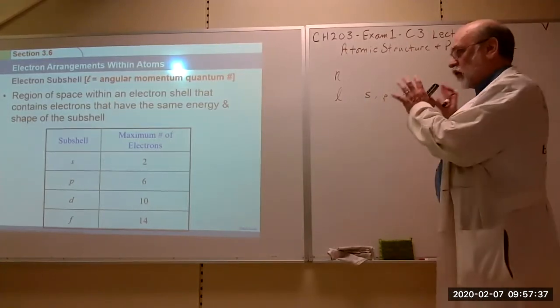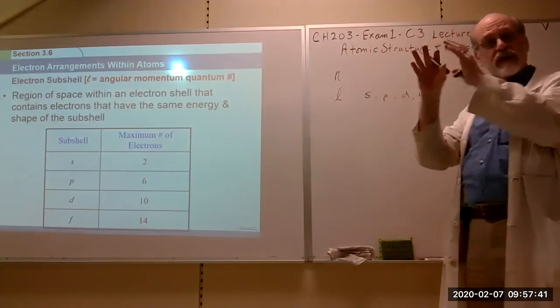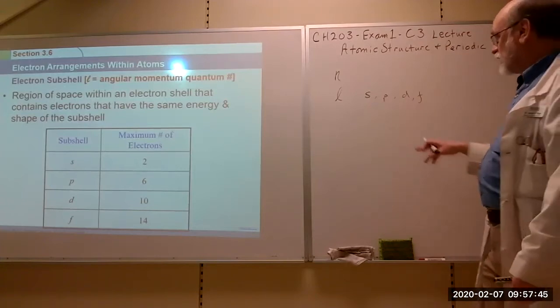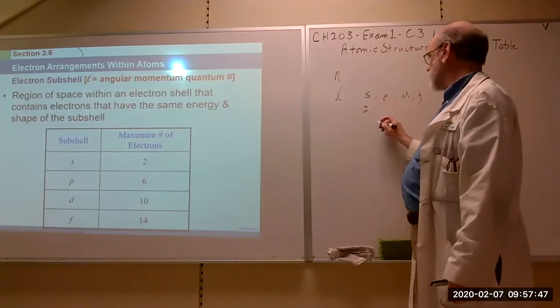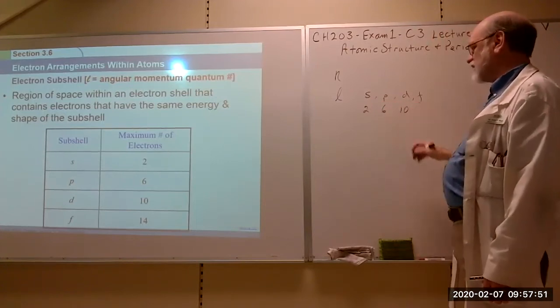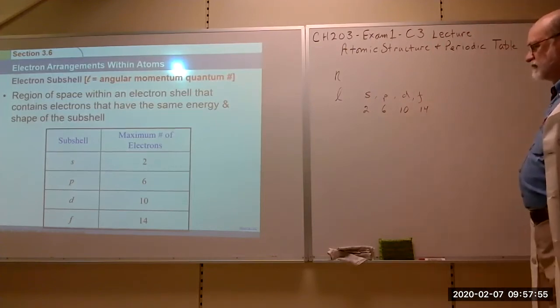So now we're learning how the electrons are arranged around an atom so that we can start building atoms. So this one holds 2, this one holds 6, this one can hold up to 10, this one can hold up to 14.